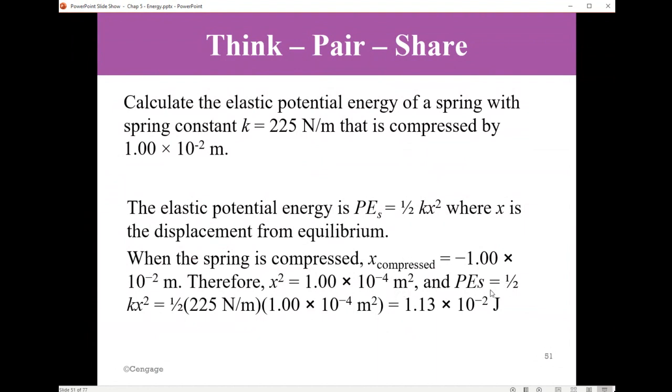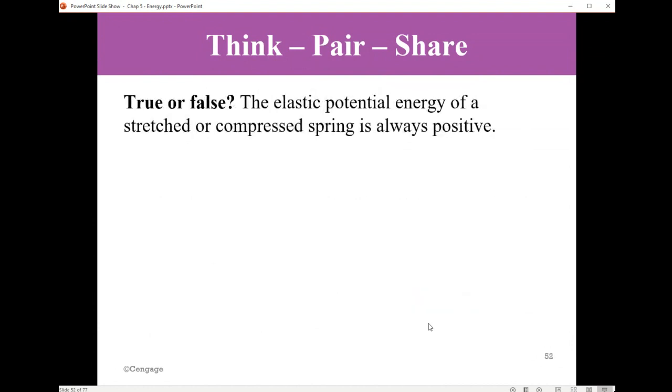So the potential energy in the spring is half kx squared. Half k is 225, and x squared is 1 by 10 to the minus 4. This is 1.13 by 10 to the minus 2 joules. The elastic potential energy of a stretched or compressed spring is always positive.